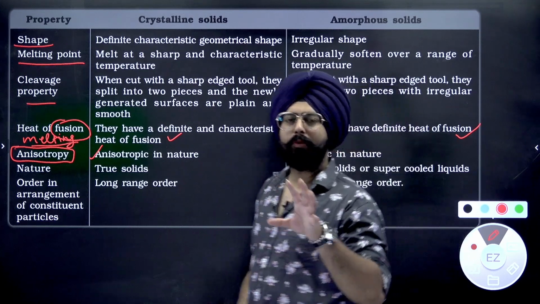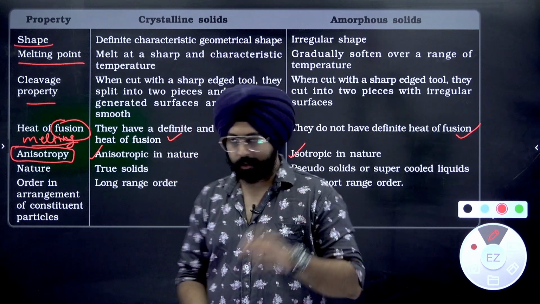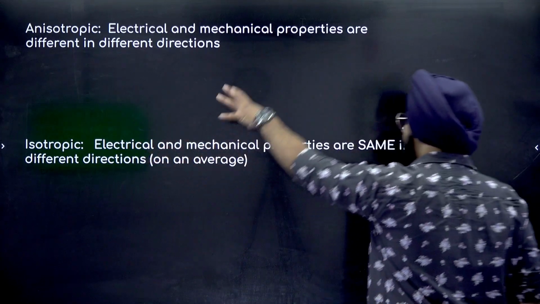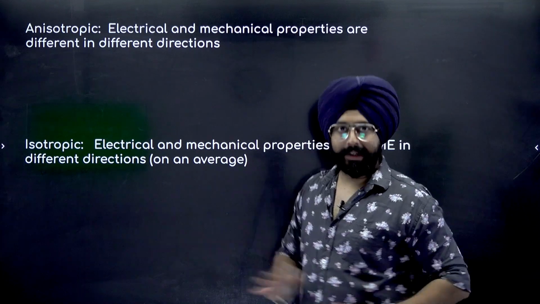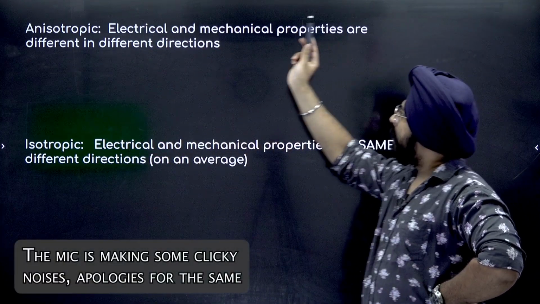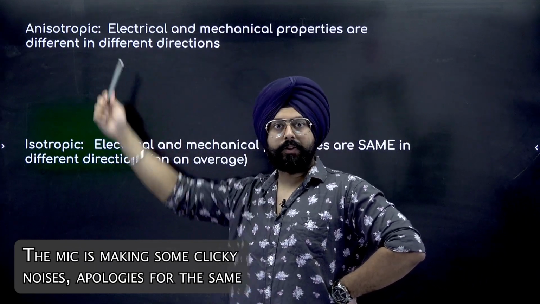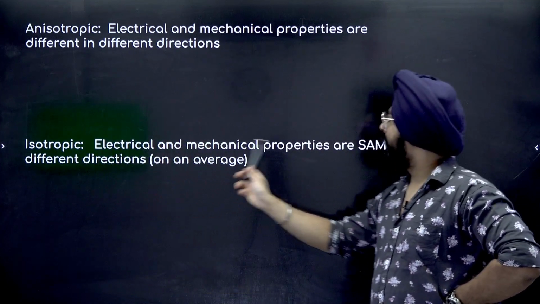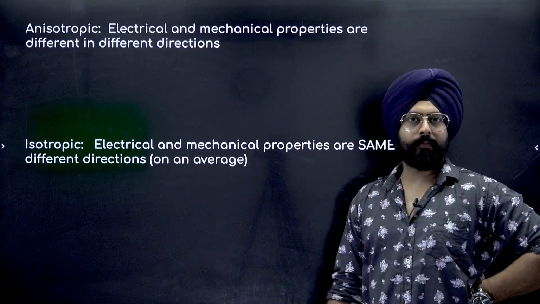I will give you a beautiful real life visual while explaining anisotropy. So hear me out. First of all, let's write the definitions. It's important for you to write the definitions. Please write them. Pause the video anywhere you want. Anisotropic: electrical and mechanical properties are different in different directions. Crystalline solids. Isotropic: electrical and mechanical properties are same in different directions on an average.